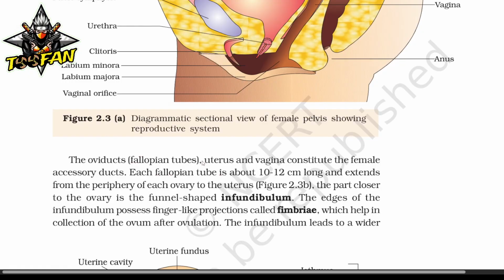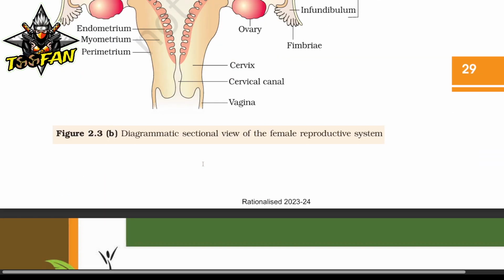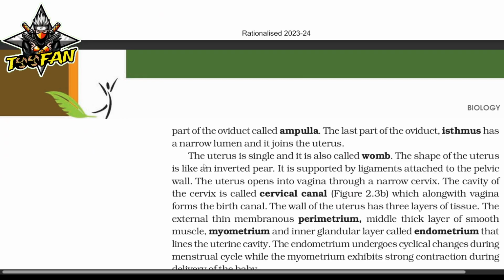The oviducts, fallopian tubes, uterus, and vagina constitute the female accessory ducts. Each fallopian tube is about 10 to 12 cm long and extends from the periphery of each ovary to the uterus. The part closer to the ovary is the funnel-shaped infundibulum, and the edges of the infundibulum possess finger-like projections called fimbriae, which help in collection of the ovum after ovulation. The infundibulum leads to the wider part of the oviduct called the ampulla, and the last part of the oviduct, the isthmus, has a narrow lumen and joins the uterus. The uterus is single and is also called the womb.